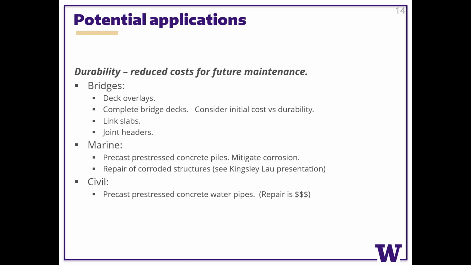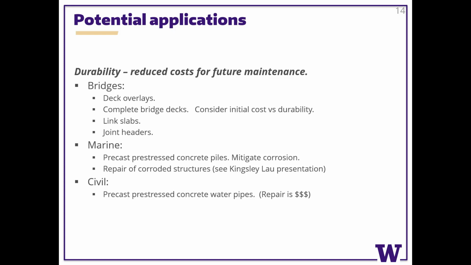Lastly, durability, how can we do that? Well, if we can invest in a good material like UHPC to reduce the cost for future maintenance, then it all looks a whole lot more feasible from a cost point of view. And things like overlays on bridges and complete bridge decks, and we'll have a look at an example of that in a few moments. Smaller items like link slabs, joint headers, and I think it was Roy Floyd who showed us an example of a joint header this morning with UHPC, appeared to be doing very well.